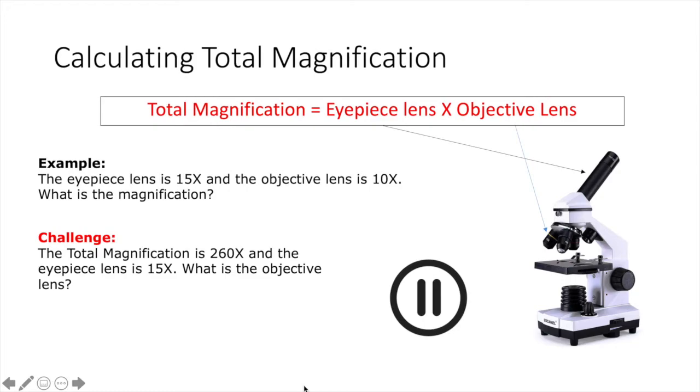For the challenge question, we also have a different type of question. We have been given the total magnification of 260 times, and we have an eyepiece lens of 15 times. So now calculate what is the objective lens. For this one, you would have to do division. Get a green pen out now, as we are going to mark the answers.